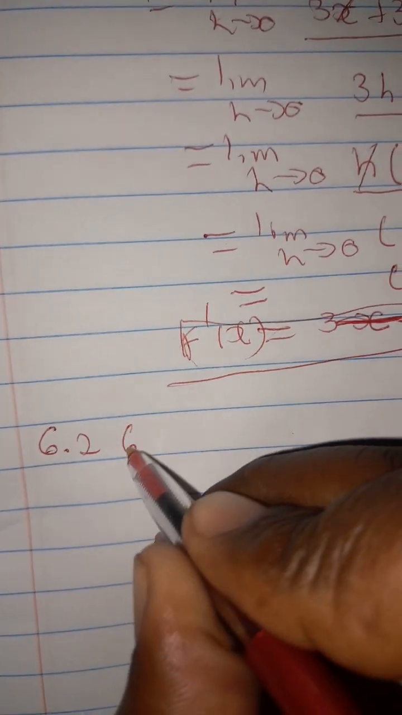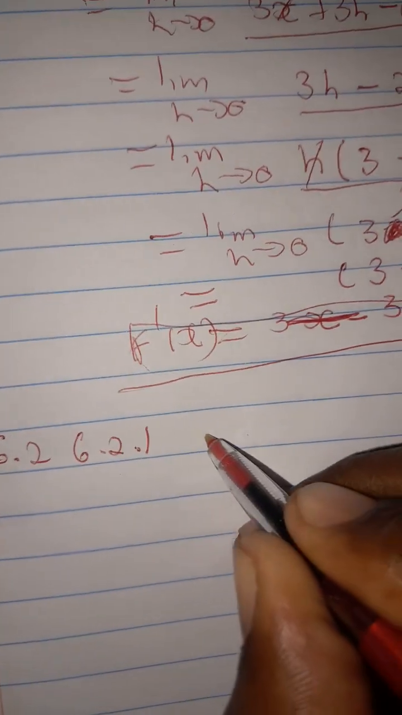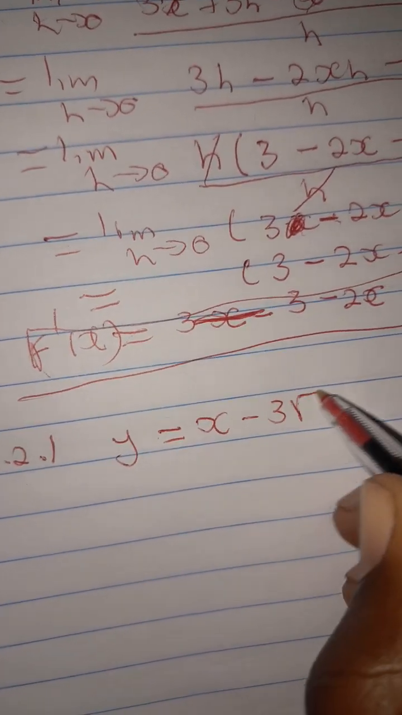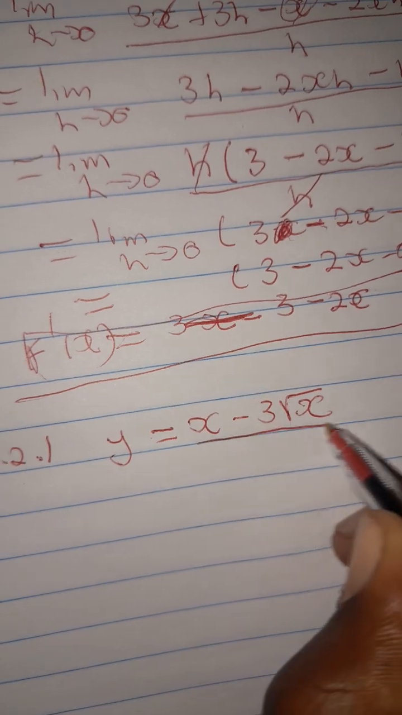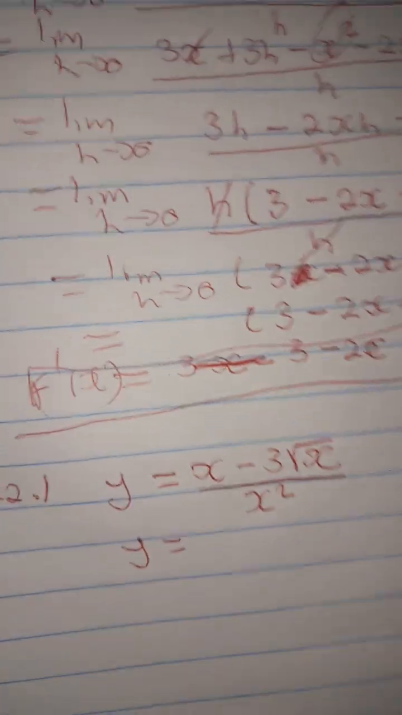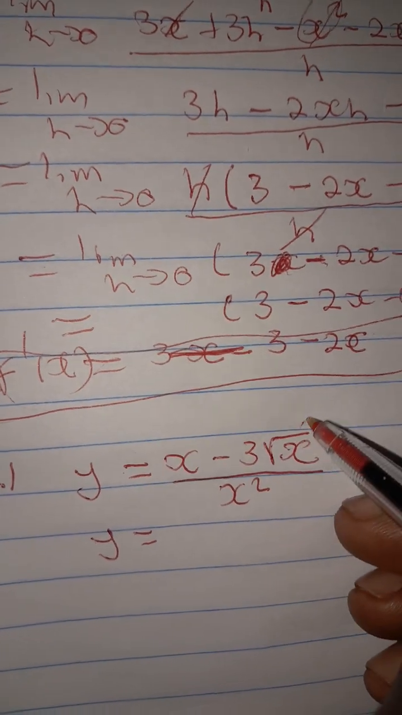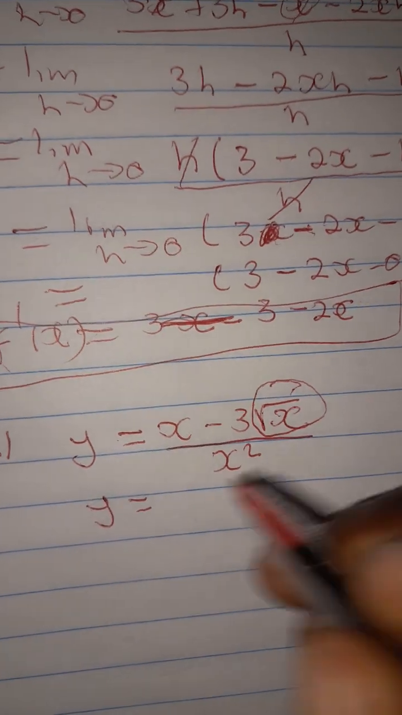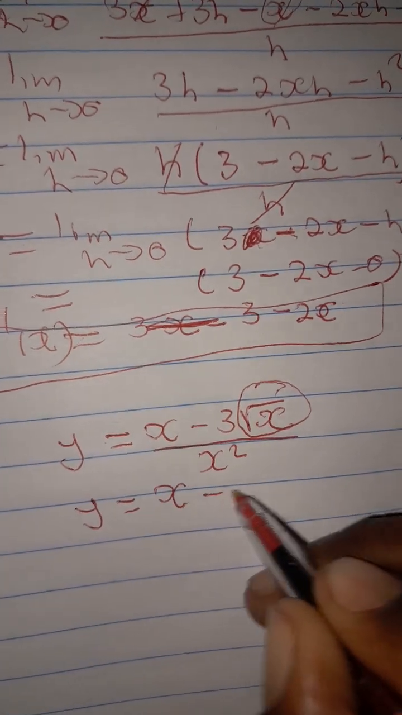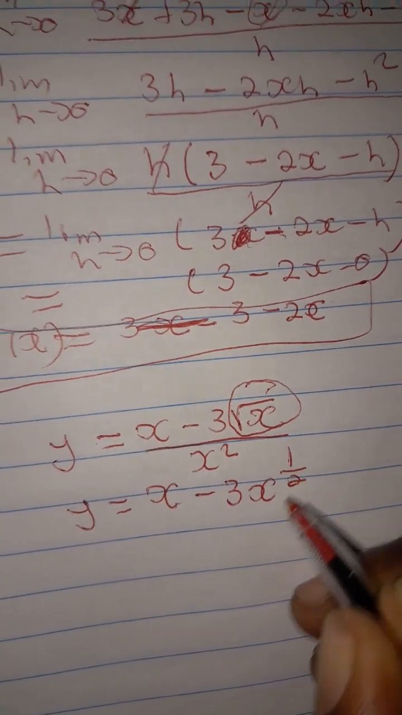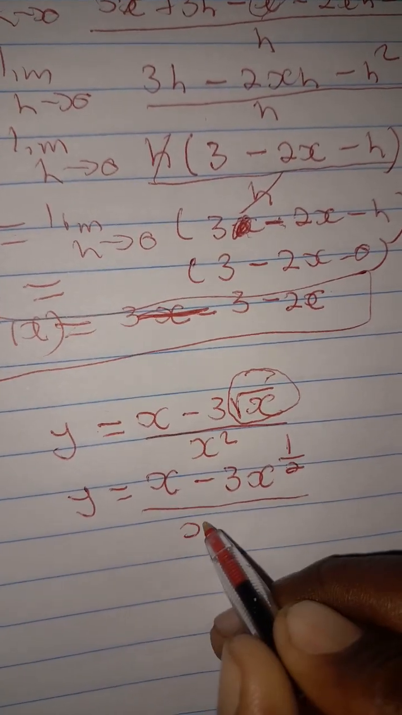At 6.2.1, we are given, guys, y is equal to x minus 3 root x, divided by x squared. So this is interesting, guys. What is interesting here is that you need to change this into exponential form. The root, we change it to exponential form. So it's going to be 3x, then remember that you change it by half. So it's going to be x to the power of half, divided by x squared.